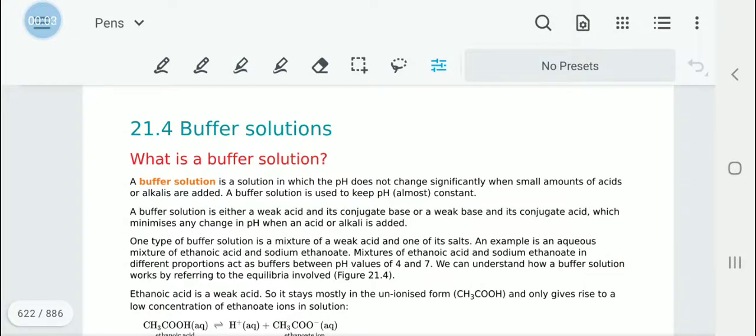Chemistry unit 21, theory video 5. We are going to look at buffer solutions.